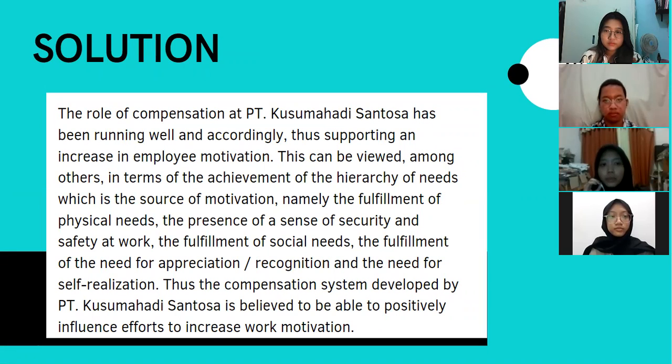And the solution about the case study is that the role of PT Kusuma Hadi Santosa has been supporting an increase in employee motivation. And this can be viewed, among others, in terms of the achievement of the hierarchy of needs, which is the source of motivation, namely the fulfillment of physical needs, the presence of a sense of security and safety at work, the fulfillment of social needs, the fulfillment of the need for appreciation or recognition, and the need for self-realization. And thus the compensation system developed by PT Kusuma Hadi Santosa is believed to be able to positively influence efforts to increase work motivation.